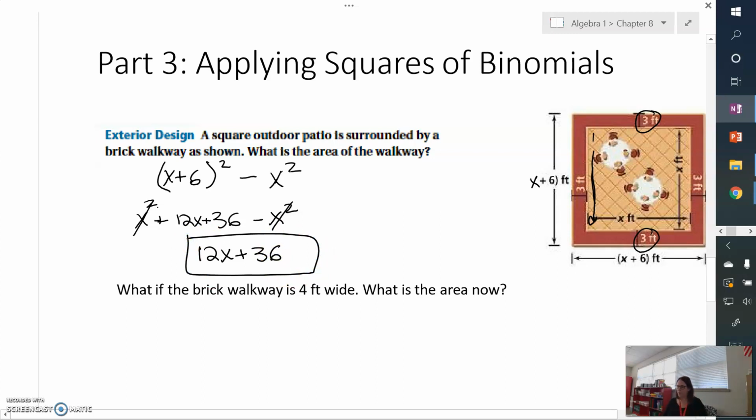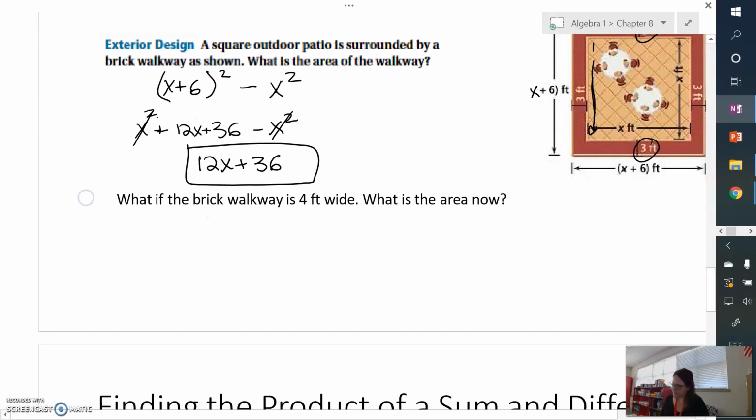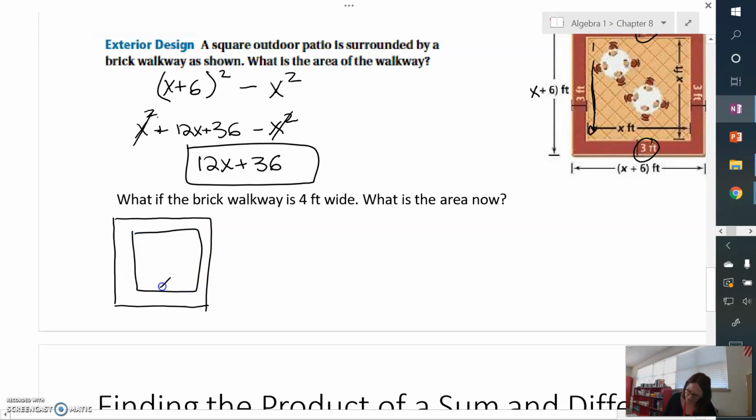Now what happens if that brick walkway, instead of being 3 foot wide, is 4 foot wide? So now my outer square, I'm going to draw this. Here's the outer square, and here's our inner square. This is still x, and this is still x, but now I've got 4 foot in here and 4 foot in there, so that my length across is going to be x plus 8. And the same thing going up and down. I have 4 foot added onto the top and bottom, so that's going to be x plus 8.